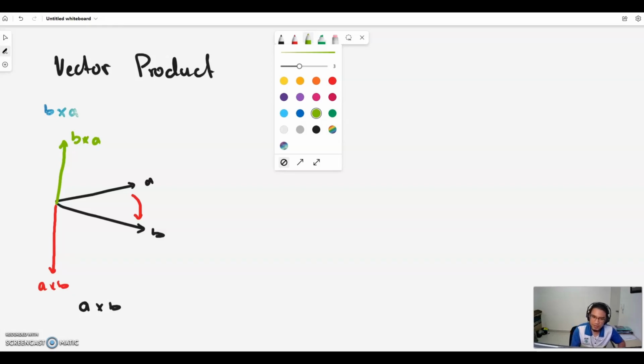I don't know why this whiteboard suddenly got updated this morning, so I don't quite like it. It looks quite weird to me. Okay, so this is about the vector product.